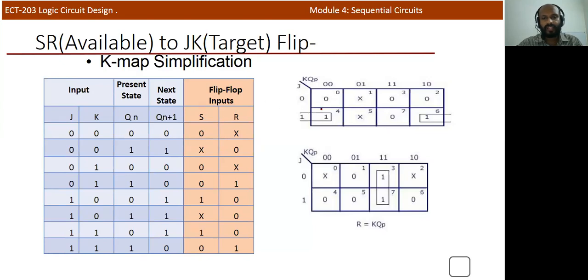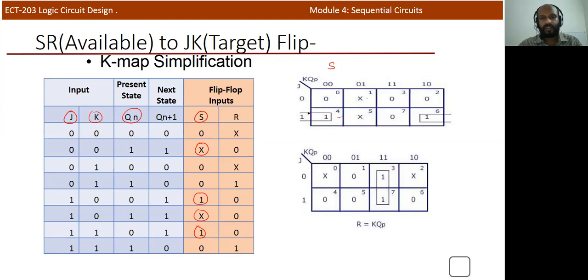Now, the design part. You can see that the 3 variable function S can be designed as a function of J, K and Qn. So it's 3 variables. This is a 3 variable K map, and we know that this is a don't care condition. So this is 1, don't care, 1. So you can see that all these values are indicated.